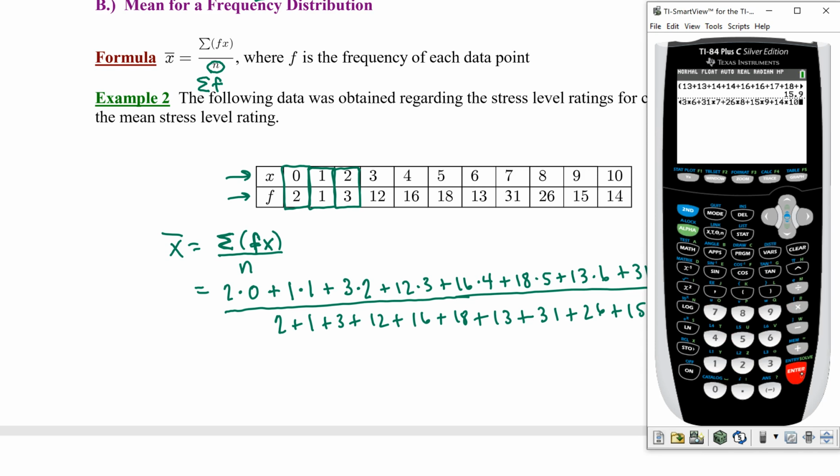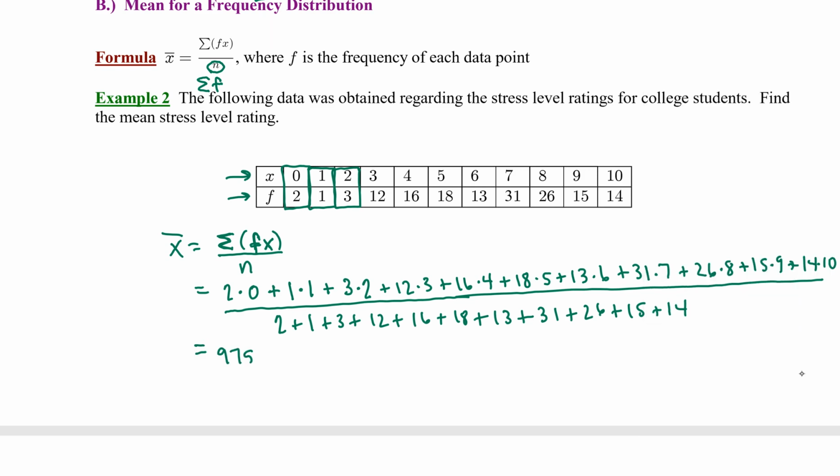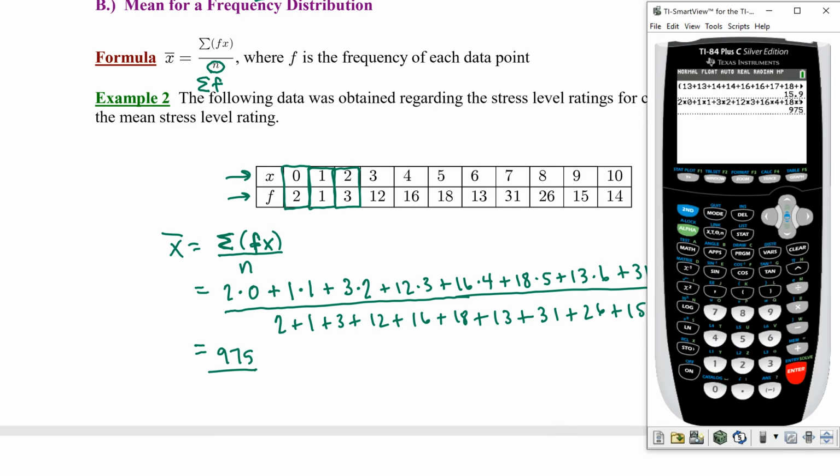So the total for our numerator looks like 975. Now, let's calculate the sum of our frequencies. Remember, the sum of our frequencies is going to give us the total number of data points, or the total number of students that participated in this study. Because it's more than 10, right? 0 to 10 gave me the stress level rating, and the frequencies tell me how many students chose those stress level ratings.